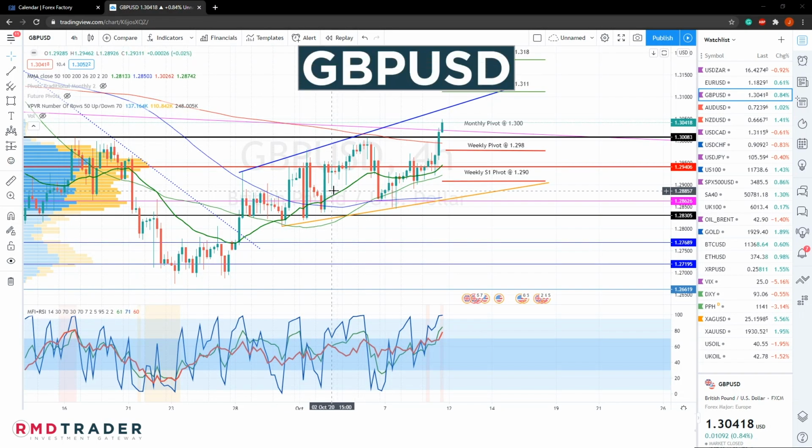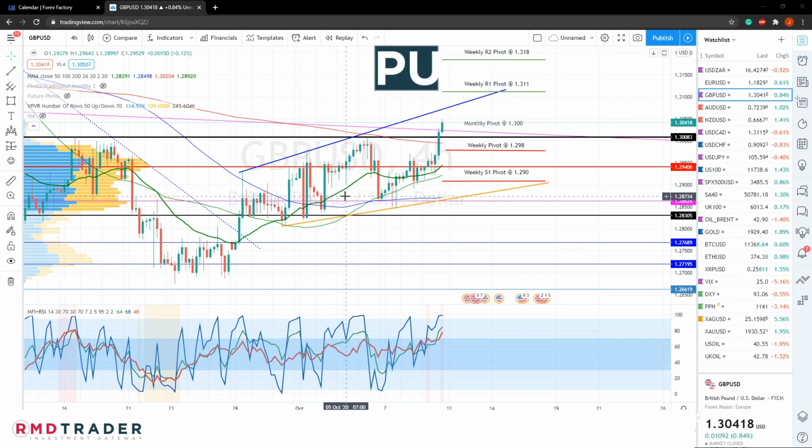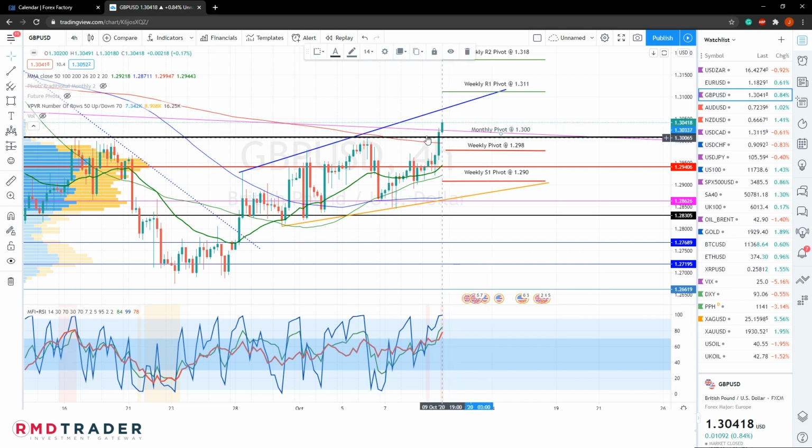Moving on to the GBPUSD. Last week saw an early break with price retesting the 4-hour 200 SMA. That then got rejected with price moving down into the 4-hour 100 SMA where it found some support. Then on Friday, it saw another retest of that 4-hour 200 SMA with price then closing above it. Currently, we are trading right above the monthly pivot that is at 1.3. This is this larger black line that we have over here, and also above our weekly pivot at 1.298.